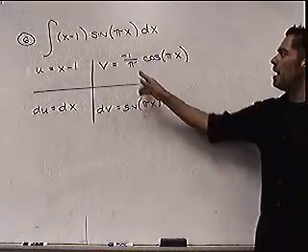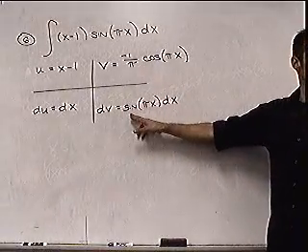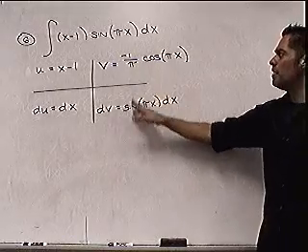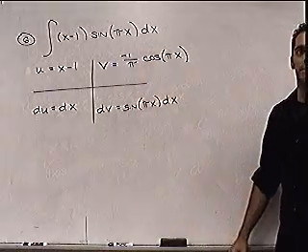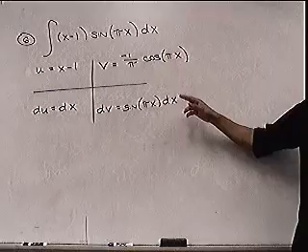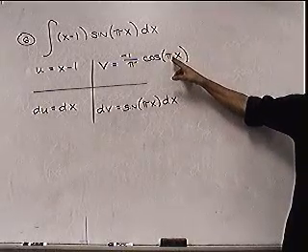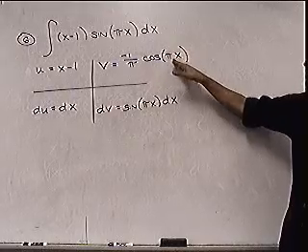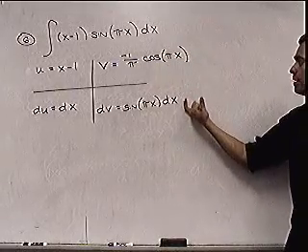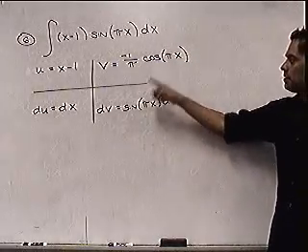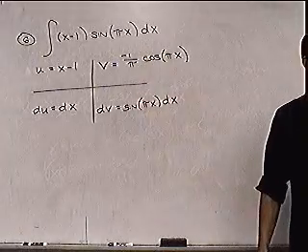Why did we need the negative? Because the antiderivative of sine is negative cosine. Why did we need the 1 over pi? To kill off the pi we're going to get from the chain rule when we take the derivative of this, because the derivative of pi x inside would give us a pi at the end, but we got to kill it, so we put a 1 over pi in front.